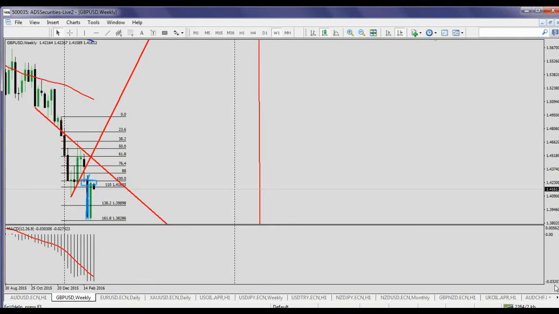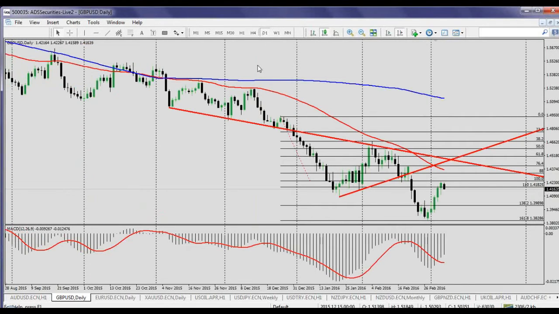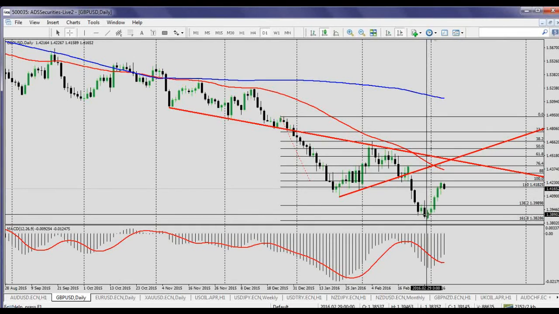So I would like you to be cautious on that, and don't really weigh too much on the market yet. But this is just a preliminary idea that I can get right away in my mind. Moving on to daily time frame, we can see that the pair reversed from the 161.8% Fibonacci retracement zone, which was 1.3830 level more or less.